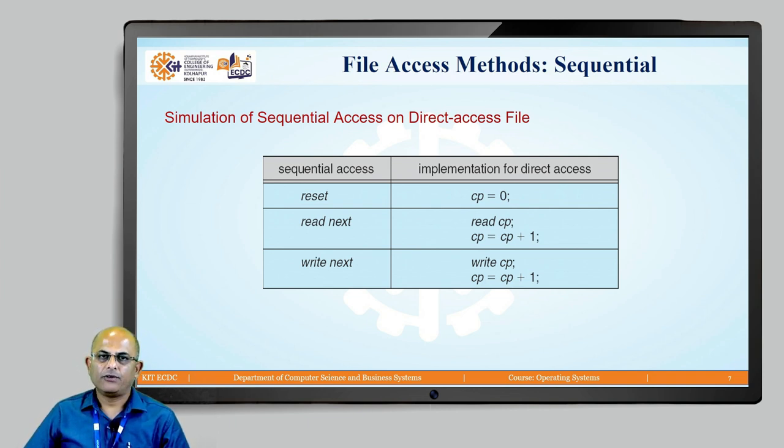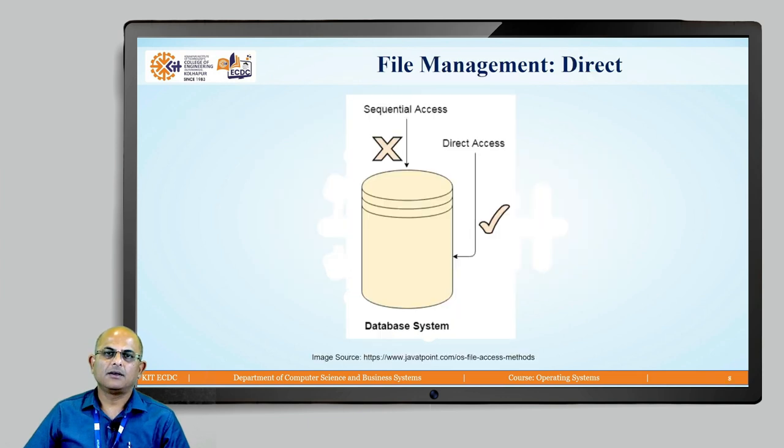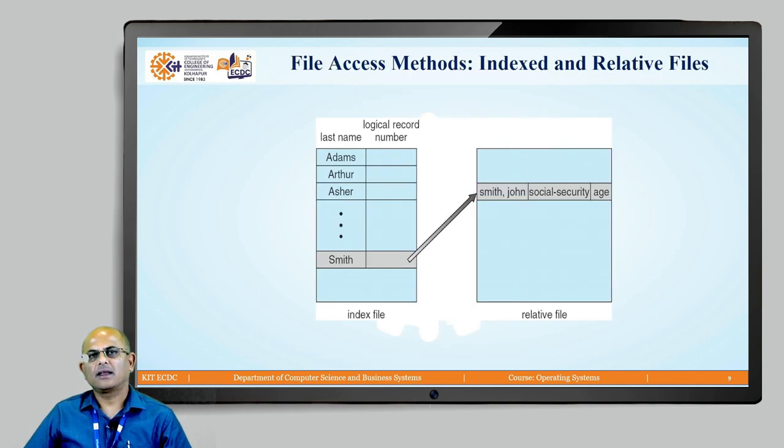Similarly, if you want to write something, it is write CP, then again CP equals CP plus 1. You can clearly see that in sequential access, we begin from the first record. However, in direct access, you don't have to begin from the first record; you can directly go to that particular location. So this is called direct access.